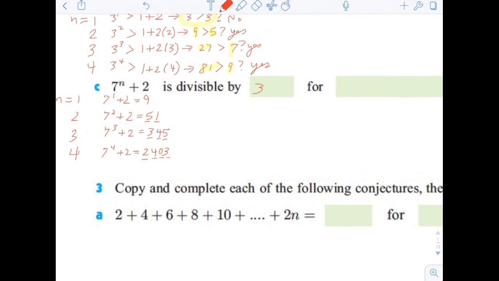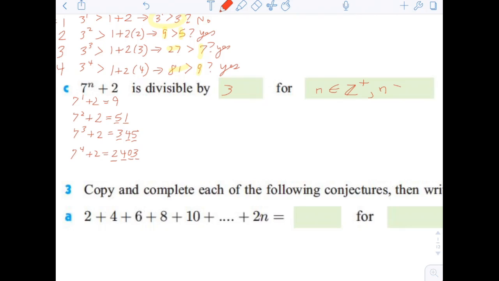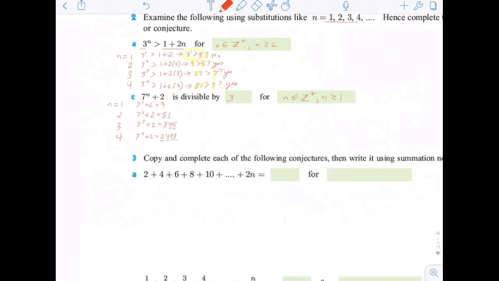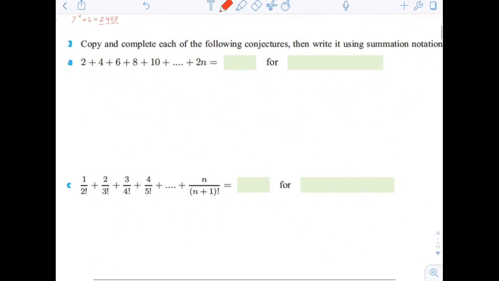For n is an element of positive integers, and n is greater than or equal to 1. Okay? All right. Number 3.